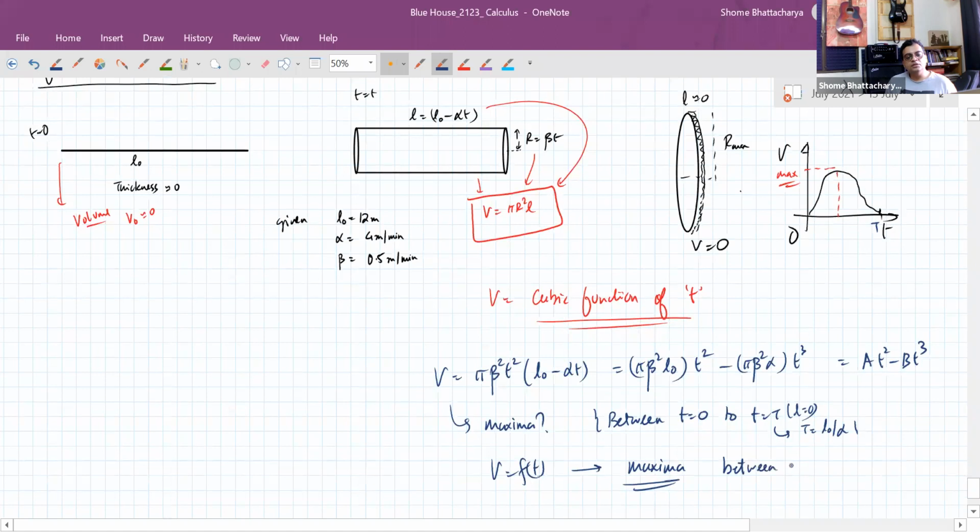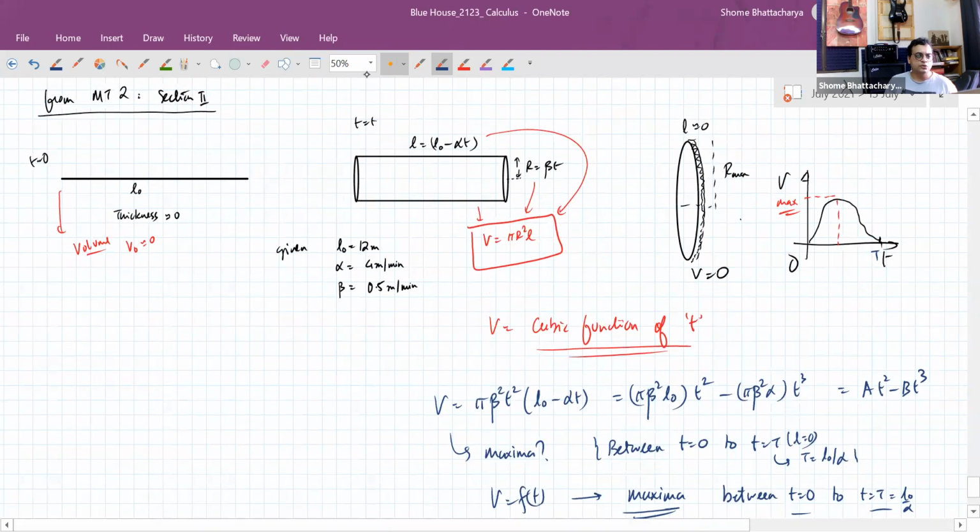Because obviously volume cannot become negative. So between t equal to 0 and t equal to capital T, which we have seen is L naught by alpha, in just this range of time, what is the maxima it reaches? You'll realize that we've done enough work with cubic functions for you to be able to figure this out quite easily, that there is one local maxima point in between. Now, if you look at this cubic function, a function of this type, AT square minus BT cube.